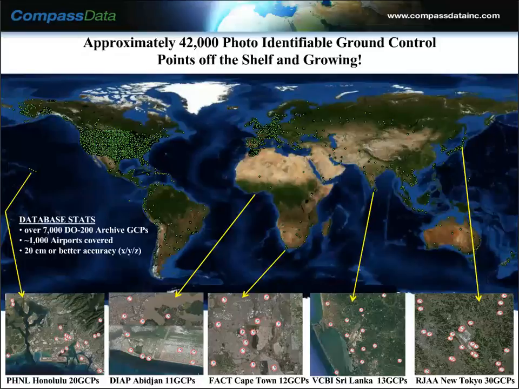Another thing to note here is that although not all of these are around airports, many of them are DO-200 because we follow the same process, so we can do things like certify elevation data sets around a country based on this DO-200 data.